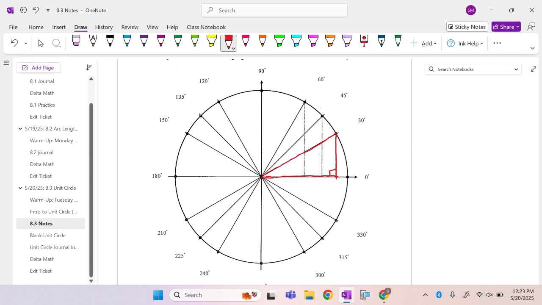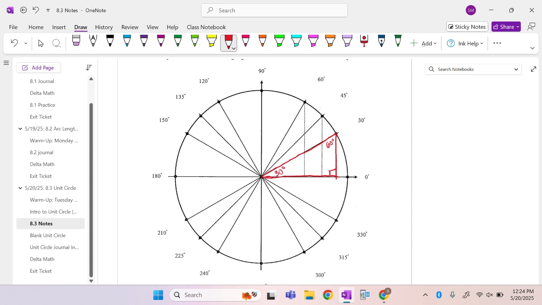Now, how far away do we say that this triangle is from 0? So if I want the measure of this angle right here, how far away is that from 0? It's 30 degrees away. So this little angle right here is 30. Thus, by process of elimination, that top angle right here is what? 60, right? 30 plus 60 is 90, plus another 90 is 180.